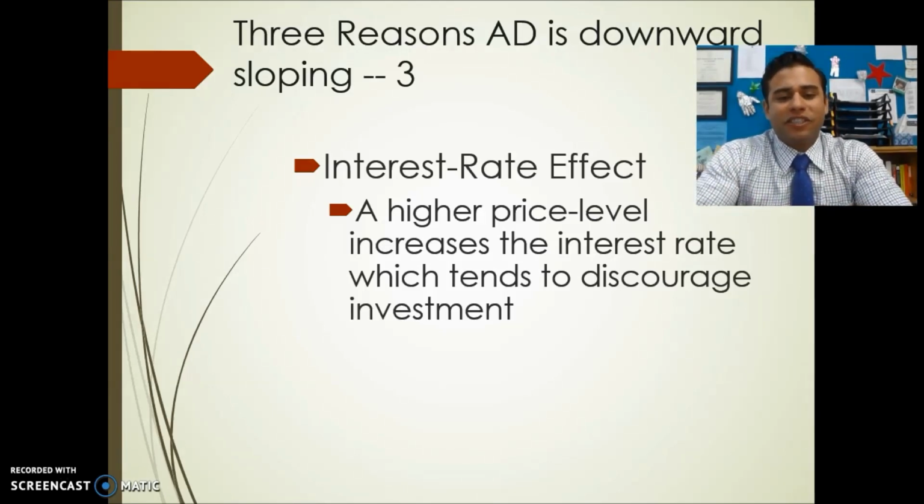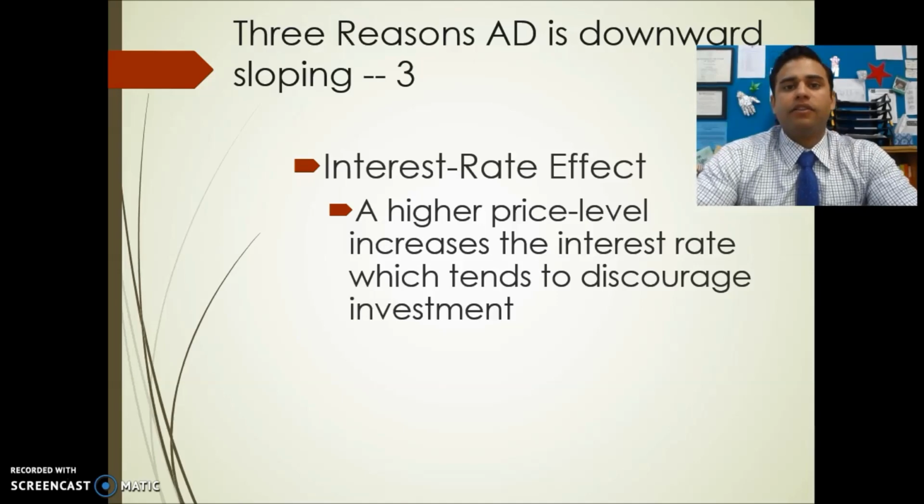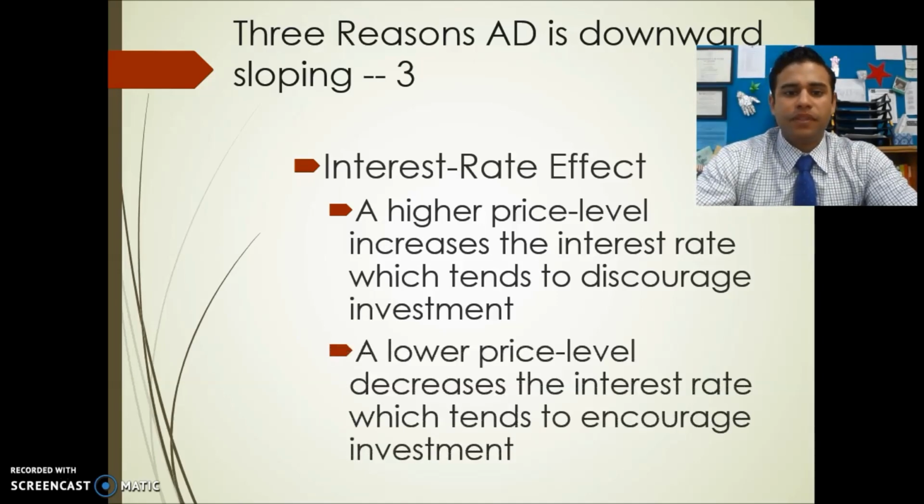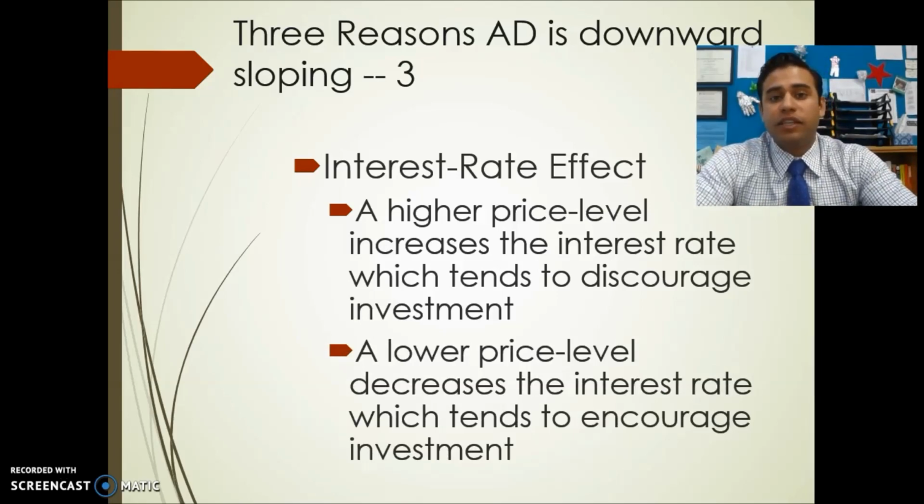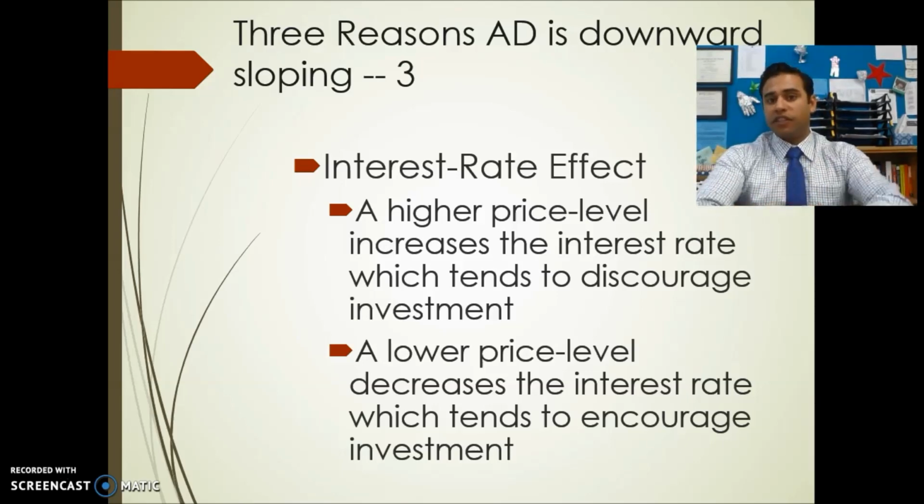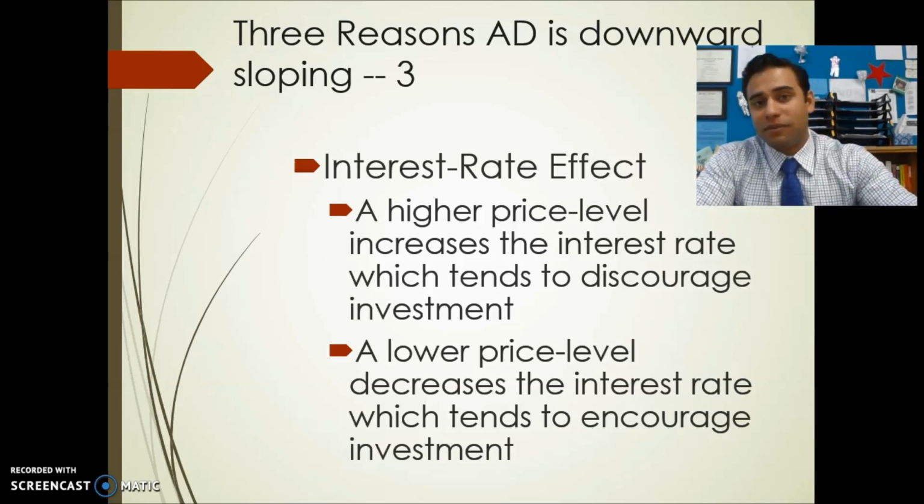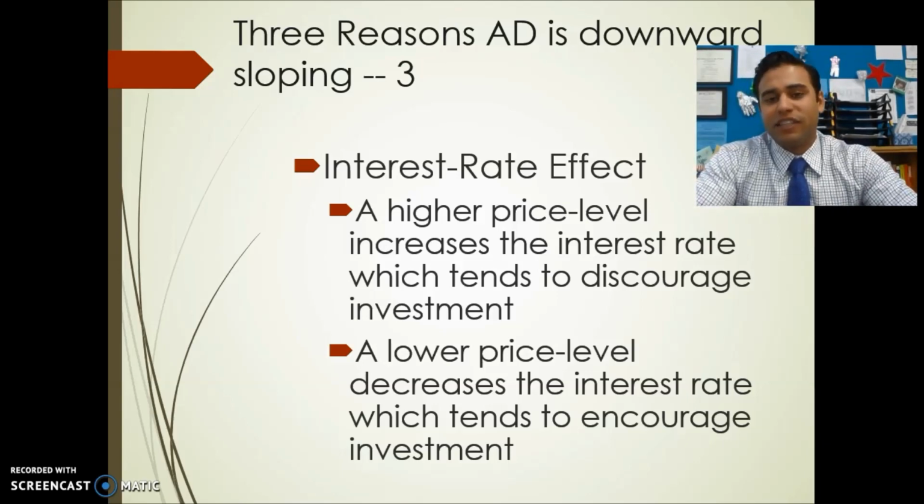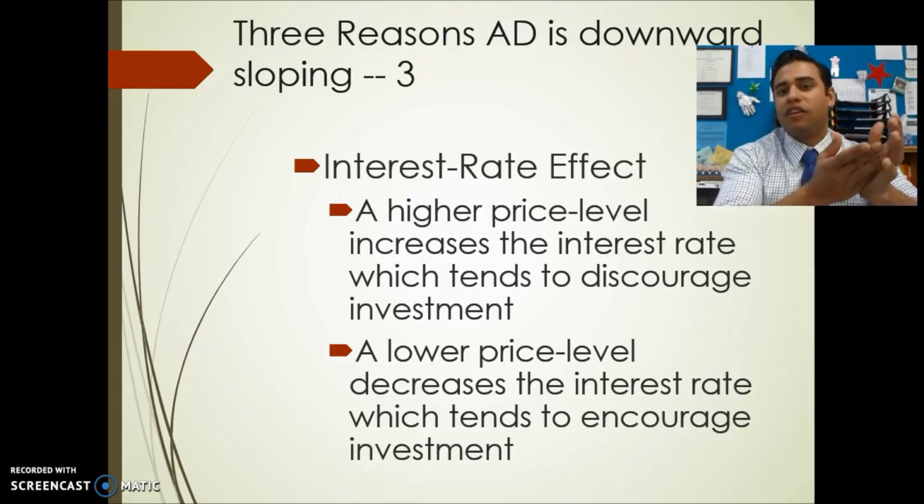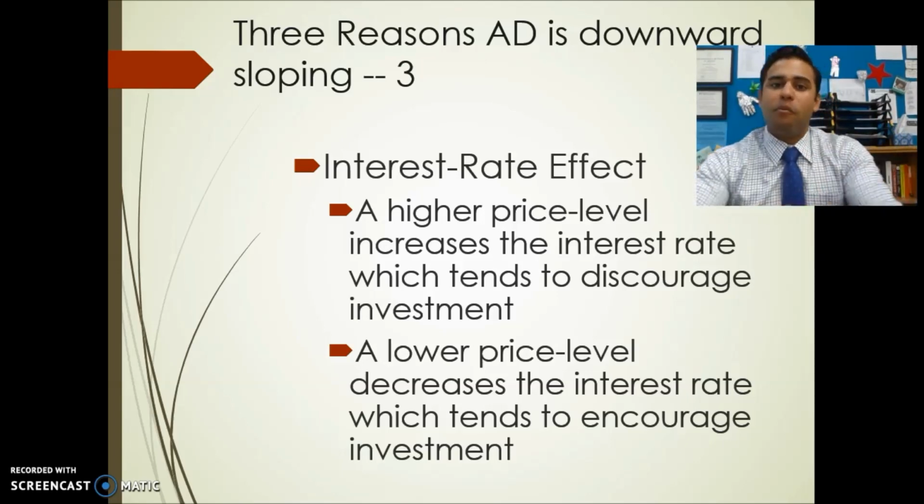So as these interest rates are getting higher, then people who would borrow money to invest it in more capital, they're going to stop doing that. They're no longer demanding as much. Okay? A lower price level has the opposite effect. Decreases in interest rates will end up causing more investment to occur. So price level is a determinant for interest rates, and interest rates are a determinant of investment, and the less investment there is, the less quantity of real GDP is being demanded, and the more investment there is, the higher quantity of real GDP is being demanded.